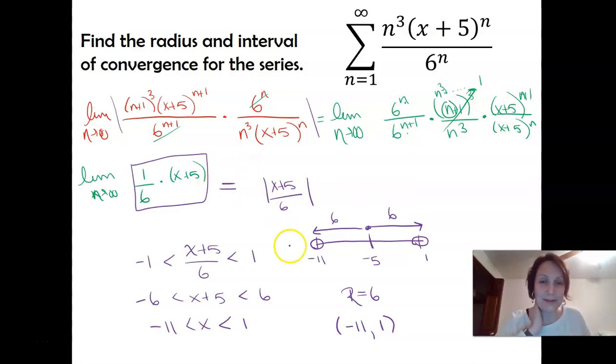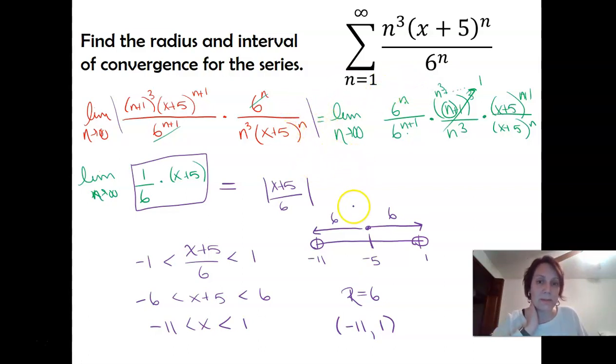Notice that these numbers, the negative 11 and the 1, are what is going to cause this to be either a 6 to the n or a negative 6 to the n. In other words, the 6 to the n is going to cancel out, and this will become a slightly different series at the endpoints. So we need a different test to look at it. Right, but for now, just leave them out.